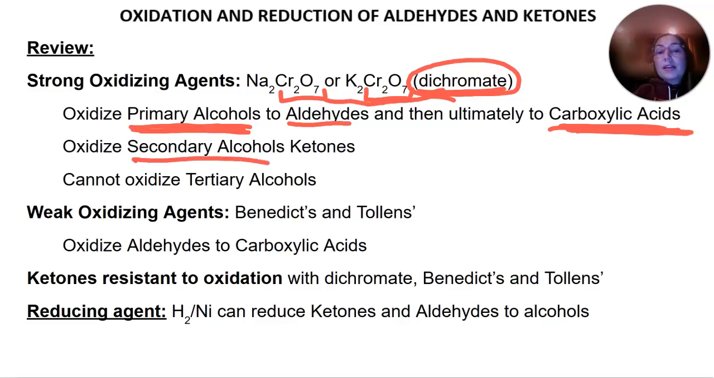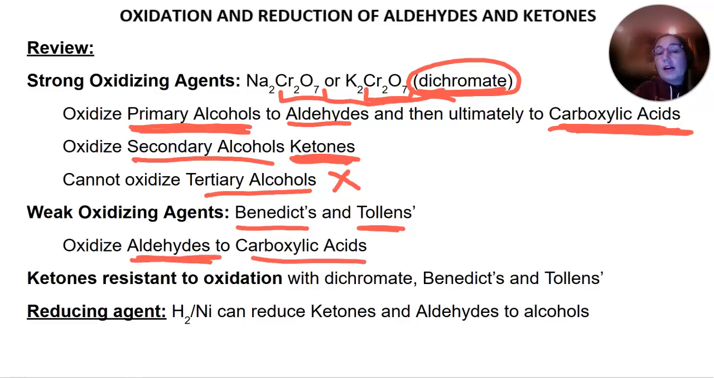It will oxidize secondary alcohols to ketones, but it cannot oxidize tertiary alcohols. So tertiary alcohols will not undergo any oxidation with dichromate. Now, weak oxidizing agents like Benedict's and Tollen's reagent, they are able to oxidize aldehydes to carboxylic acids. So that takes an aldehyde to a carboxylic acid.